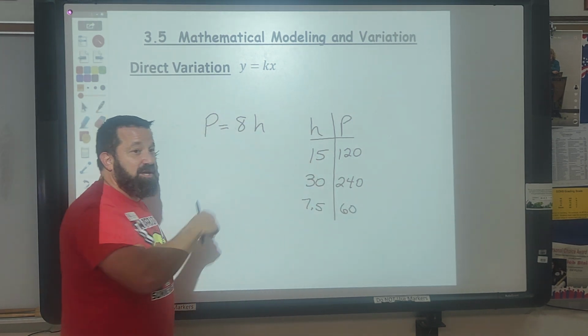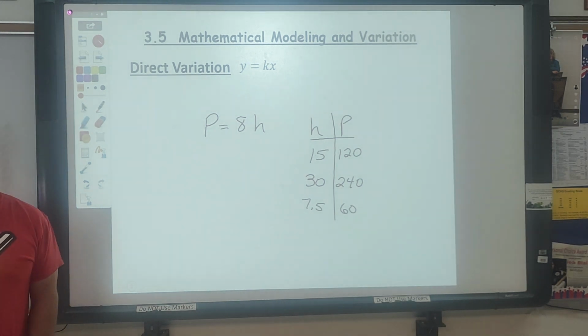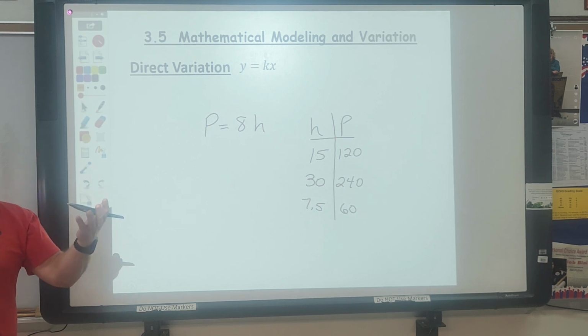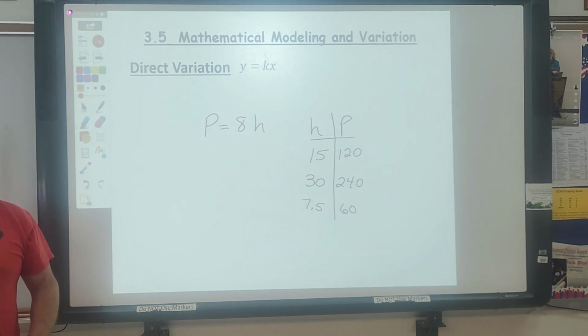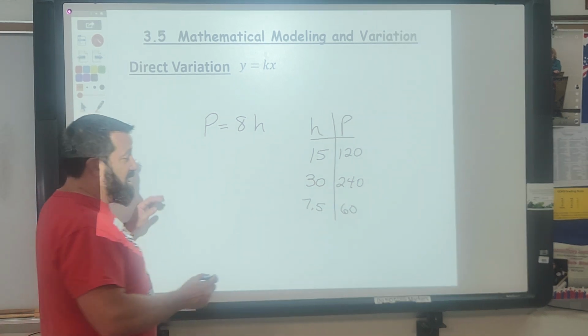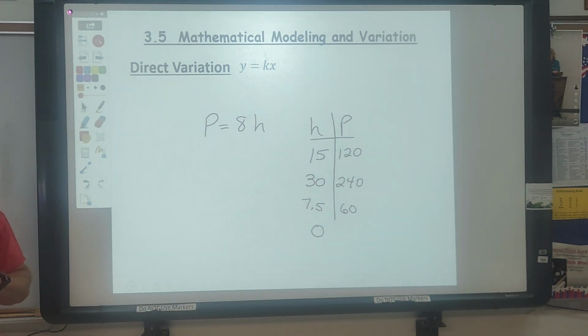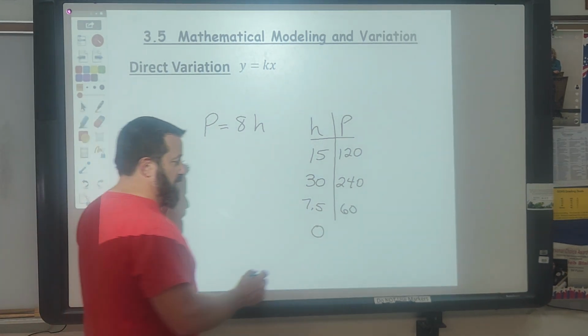I don't even have to look at this part here because I know that this is a direct variation equation. And that's the way direct variation equations work. When you double your input, your output doubles. When you quadruple your input, your output quadruples. If you cut your input in half, your output gets cut in half, all right? Also, another characteristic is that if you work 0 hours, guess how much money you get? You get $0, right?